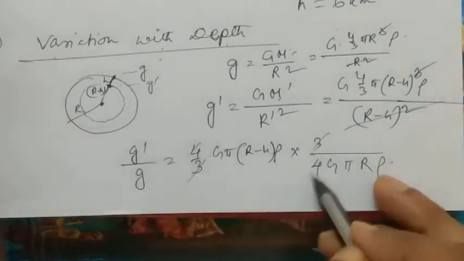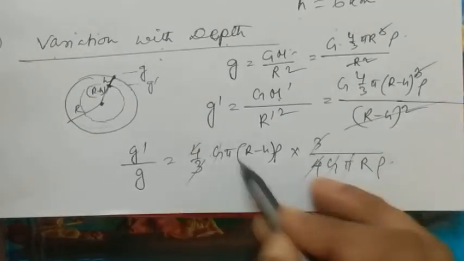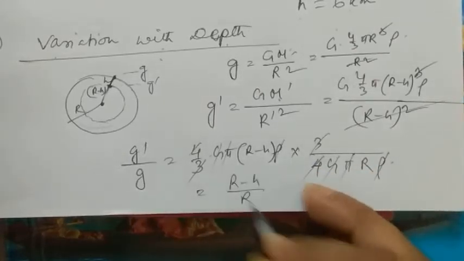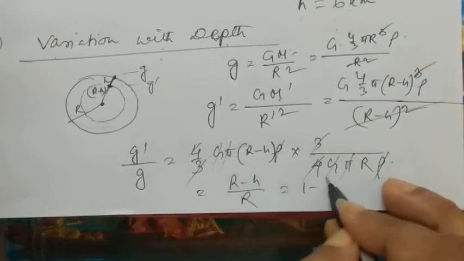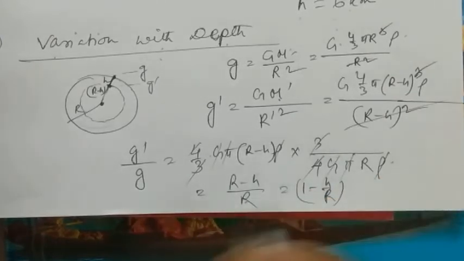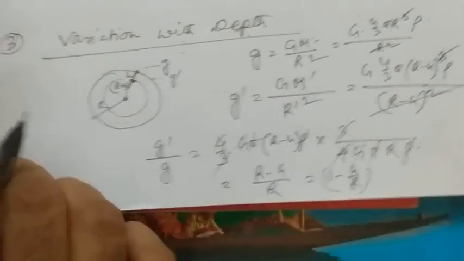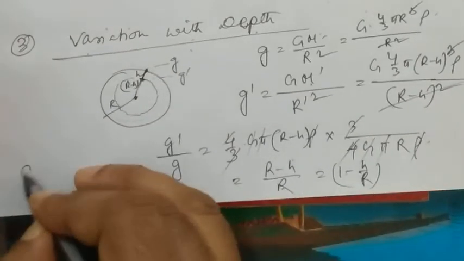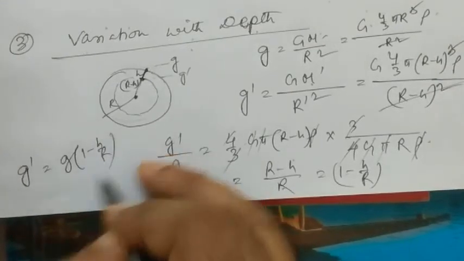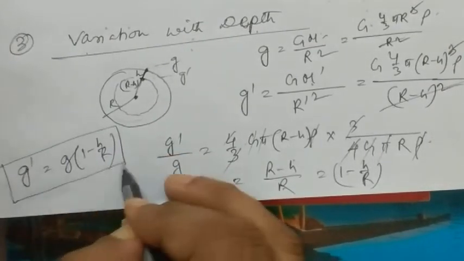Now 4/3 gets eliminated, G gets eliminated, pi gets eliminated, rho gets eliminated. So the remaining part is r minus h by r, which we can write like this: 1 minus h by r. r by r means 1 and h by r is h by r. So the final expression will be g dash equal to g into 1 minus h by r. This is the final expression.